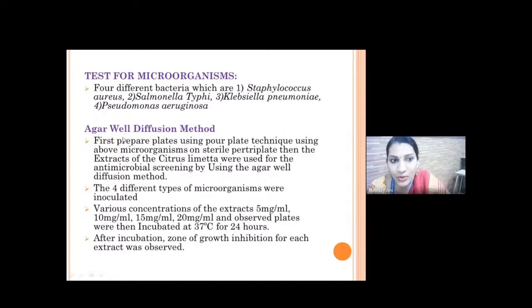For this, we use the agar well diffusion method. We first prepare the plates using the 4-plate technique for the different organisms, and then by the agar well diffusion method, using different concentrations of citrus species extracts, we check the minimum inhibitory concentration on various organisms. The 4 different types of organisms were inoculated by the 4-plate technique, with various concentrations of extracts, that is 5 mg per ml, 10 mg per ml, 15 mg per ml, and 20 mg per ml. Then we incubate the plates and observe the result. After incubation, the zone of inhibition for each extract was observed.